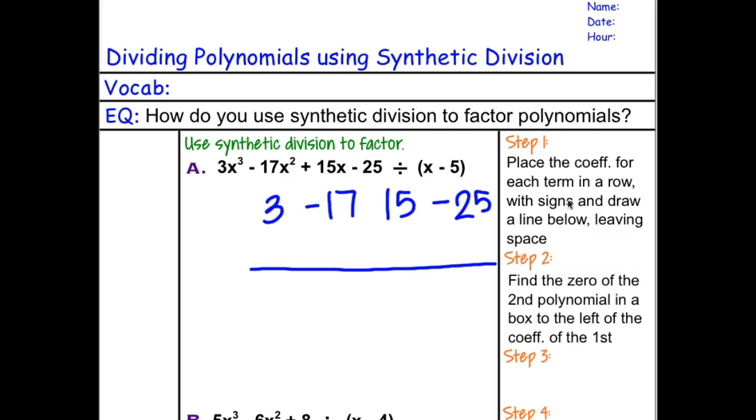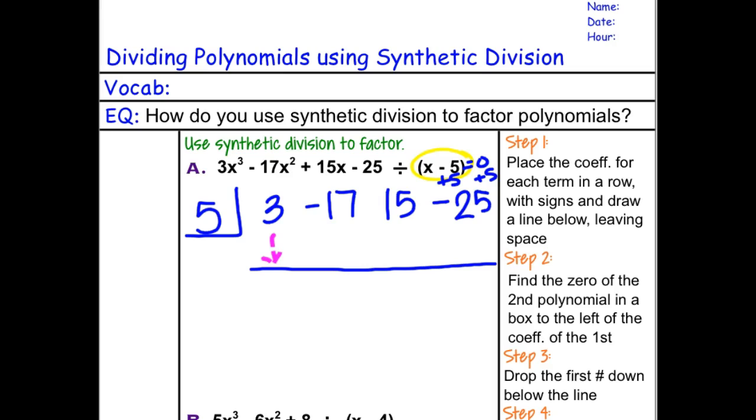Step two says find the zero of the second polynomial in a box to the left of the coefficient of the first. So we take this x minus 5, and we know that we would have to add 5 to both sides. This is x equals 5, so I'm going to put a 5 out here, and I put it in a box. Step three, drop the first number down below the line. So we're going to drop this down, and we put the 3 here.